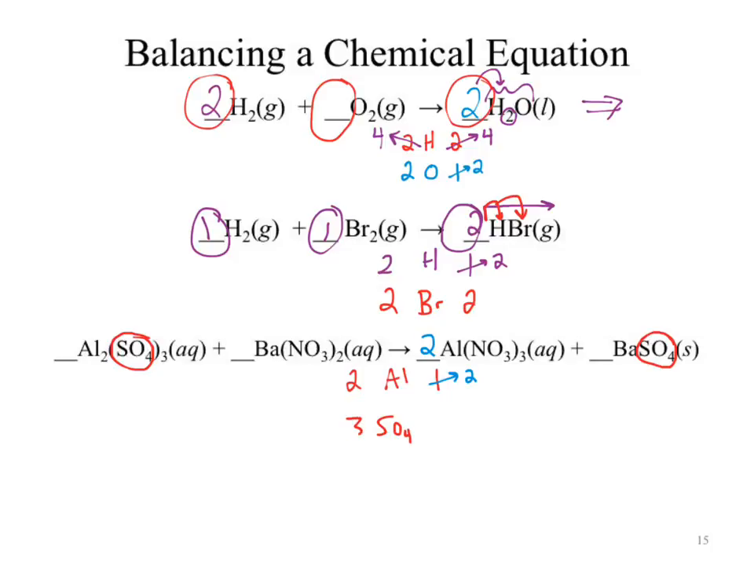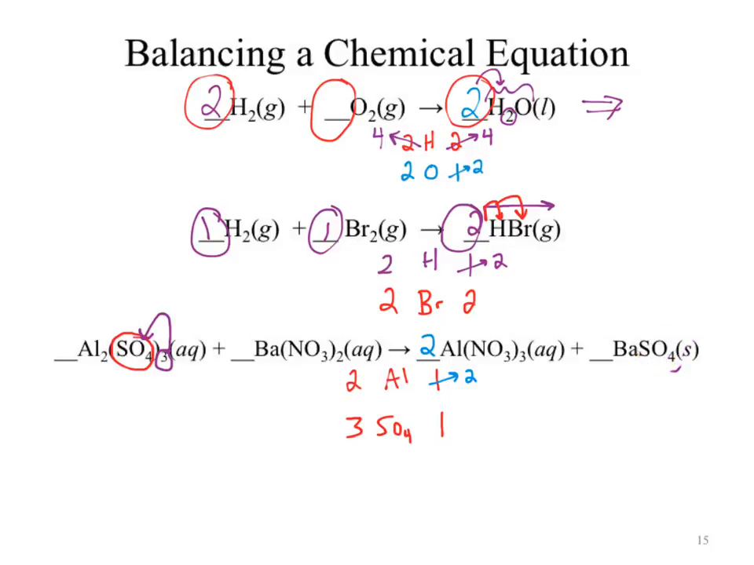3. How do you know that? The subscript 3 applies to the parentheses. What's in the parentheses? The sulfate. Product side, how many sulfates? Why is there not 4? That 4 applies to the oxygen of sulfate, not the number of sulfates. 4 is part of the name sulfate. So I only have 1.